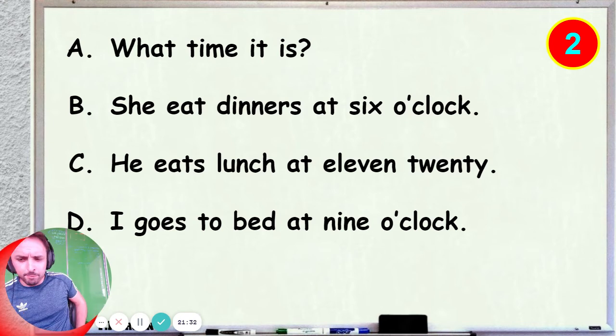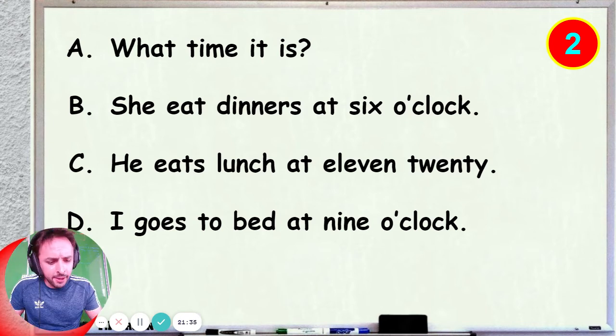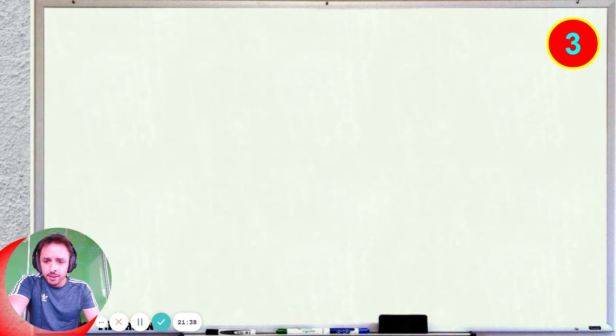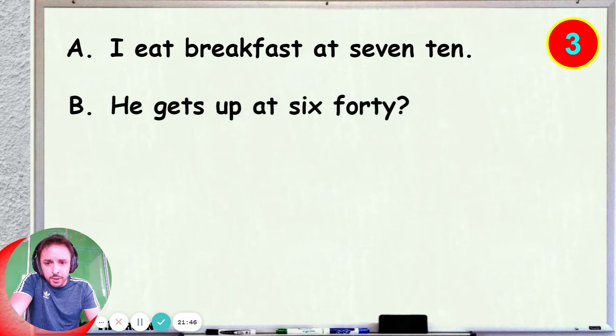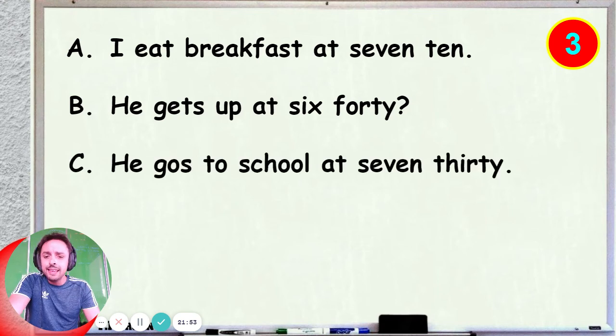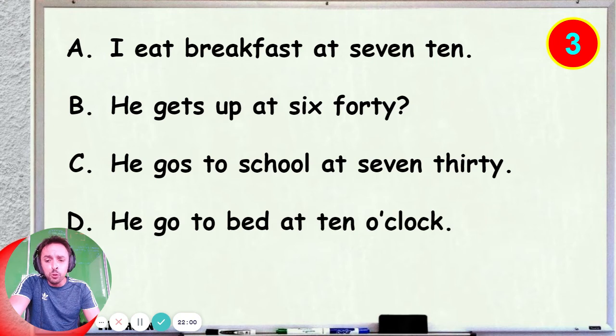Okay, you can pause the video if you need more time. But 5, 4, 3, 2, 1. Okay, number 3. Is it A, I eat breakfast at 7:10? Is it B, he gets up at 6:40? Is it C, he goes to school at 7:30? Is it D, he go to bed at 10 o'clock?